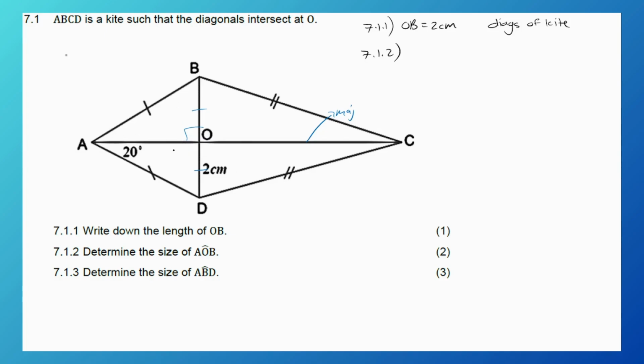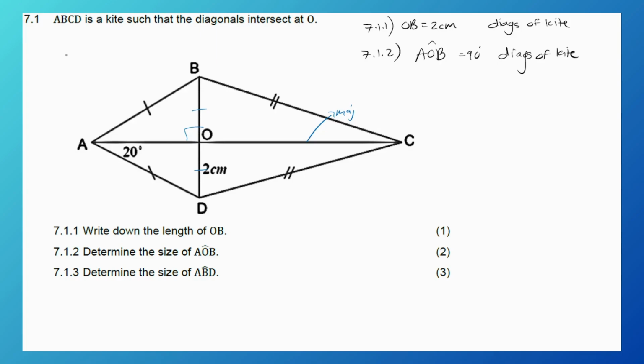Then in the second question, they're asking for AOB. That's the second part we just said. The major one bisects the minor one at 90. So AOB is going to be 90 degrees. Same reason, diagonals of a kite. The way that you know, even though you're working with an angle here, that the reason is the diagonals, is because it's the diagonal that cuts the other diagonal at 90 degrees. So that's why we know it's the diagonals of a kite that make it so.